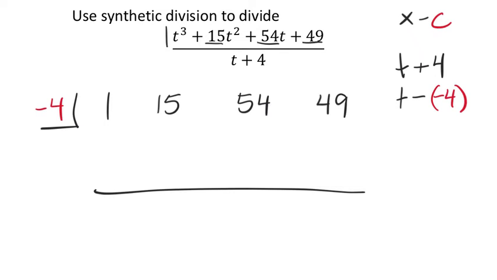All right, now that we have that, we're ready to drop the first value, 1. And, well, you just take the 1, multiply it by the c value. 1 times negative 4 goes here, it's negative 4.